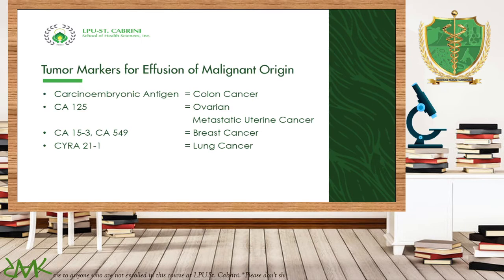Okay, so we have CEA, and CEA stands for carcinoembryonic antigen. That is a tumor marker for colon cancer. CA125: ovarian cancer and metastatic uterine cancer. As a clue for CA125, the 5 looks like a pregnant woman. Ovarian. How about CA153, breast cancer, or even CA549, which is also for breast cancer. CYFRA 21-1 is for lung cancer. What do we mean by CYFRA? It means cytokeratin fragment. These are your tumor markers for malignant effusions.